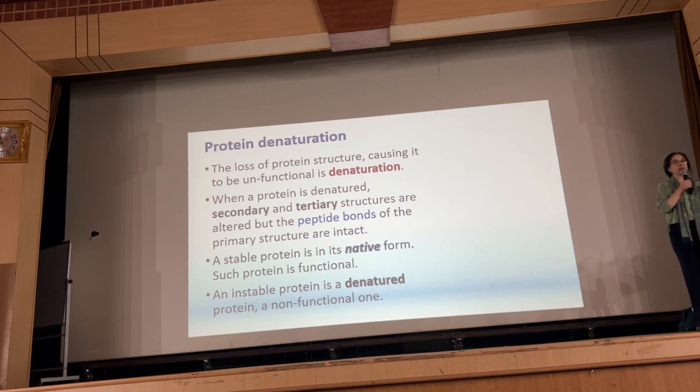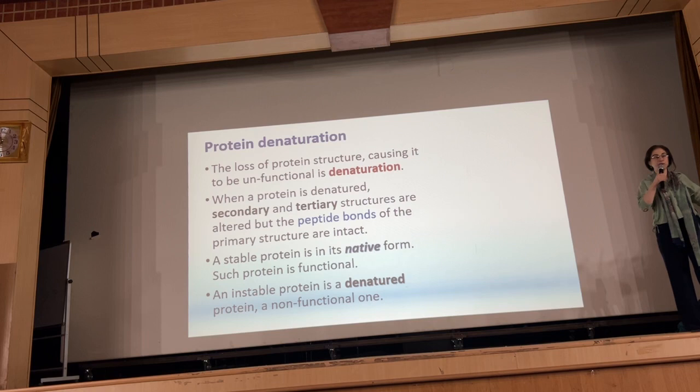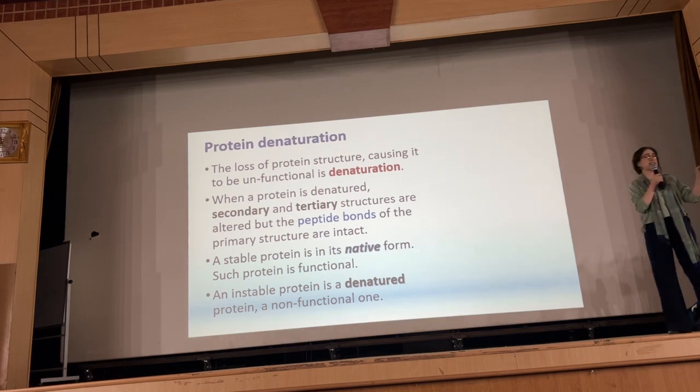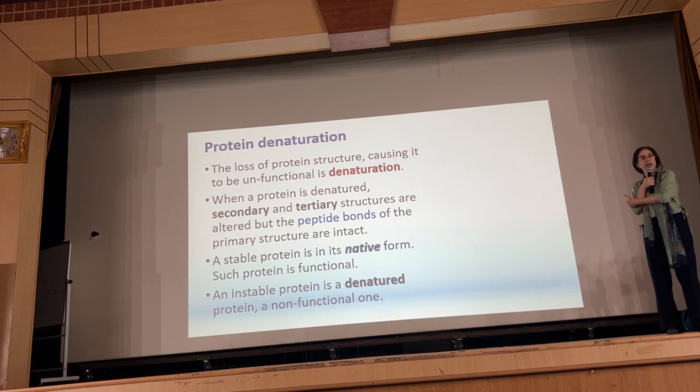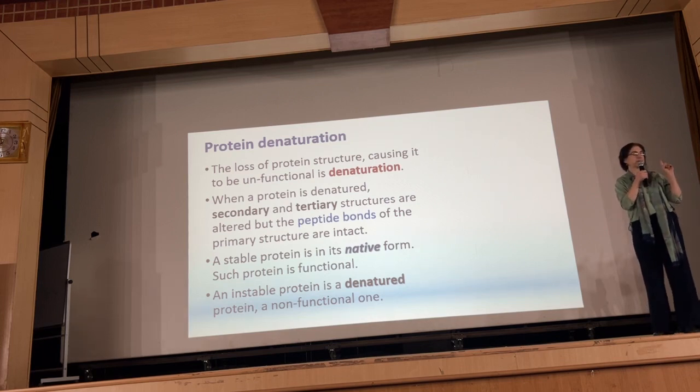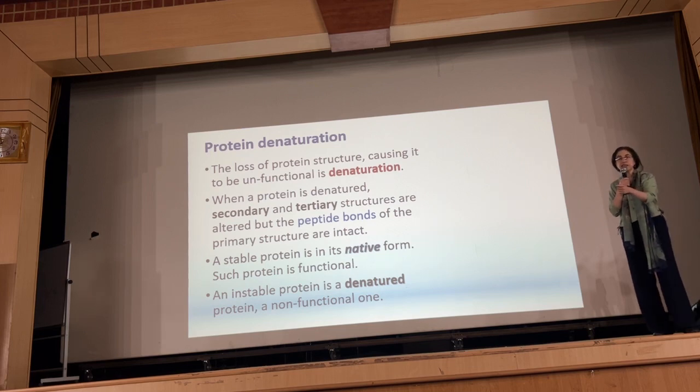The opposite of protein folding is protein denaturation. So a protein that has lost its fold is a denatured protein. And a denatured protein is a protein that has lost its secondary and tertiary structure. Of course, if it has a quaternary structure, it will lose that as well. But for general proteins, it has lost the secondary and the tertiary, but not the primary structure. Why is that? Any idea?